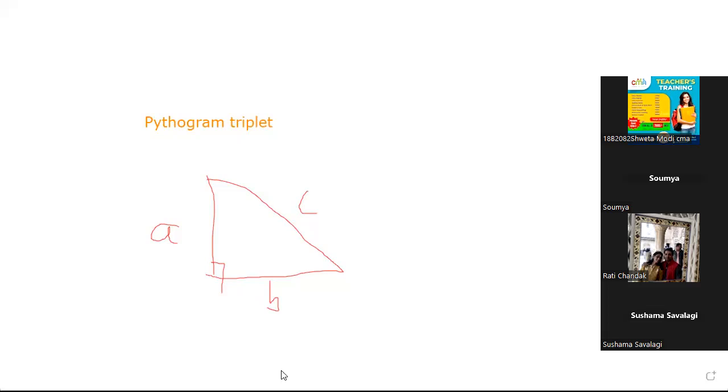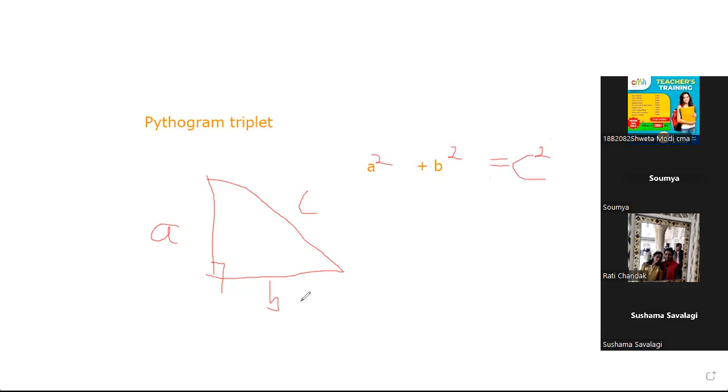Yes. So today we are doing Pythagorean triplet. And what is a Pythagorean triplet? When we take a right angle triangle, we normally do a square plus b square, which will be equal to what? C square. Yes. So a square plus b square is equal to c square.